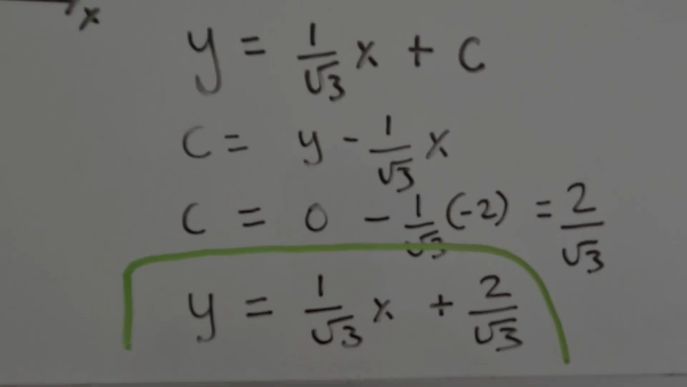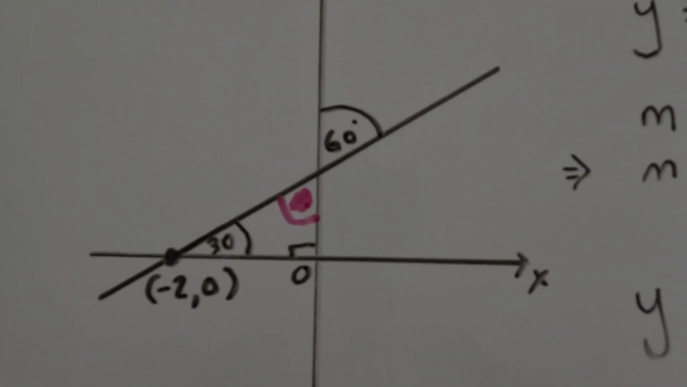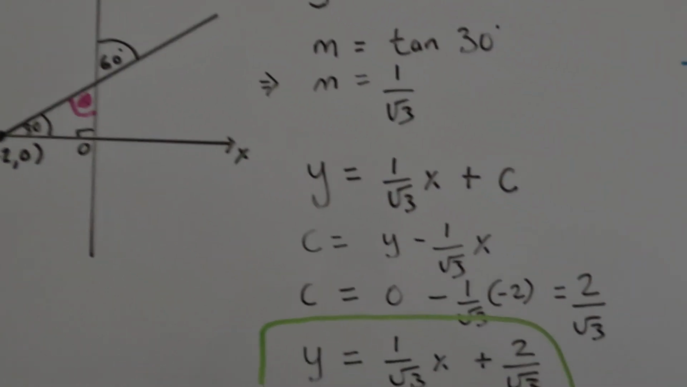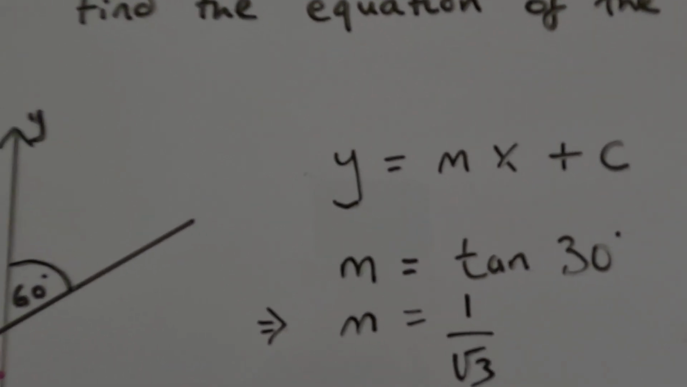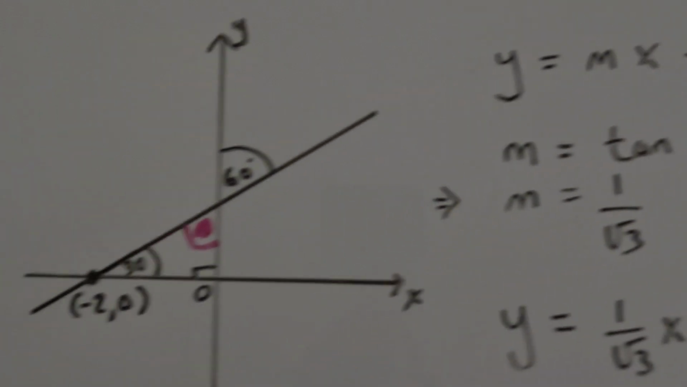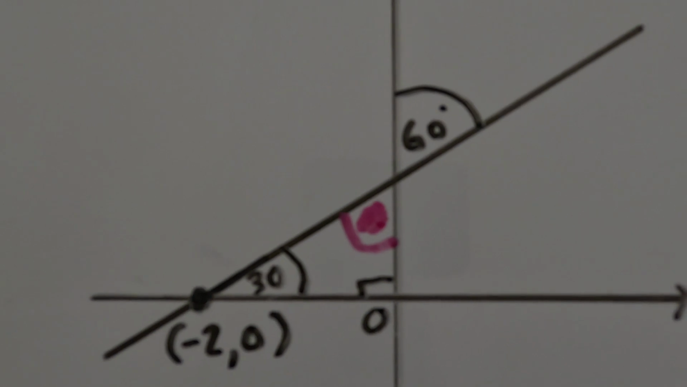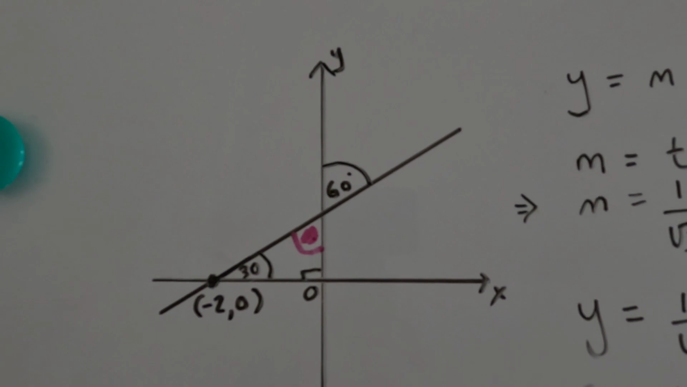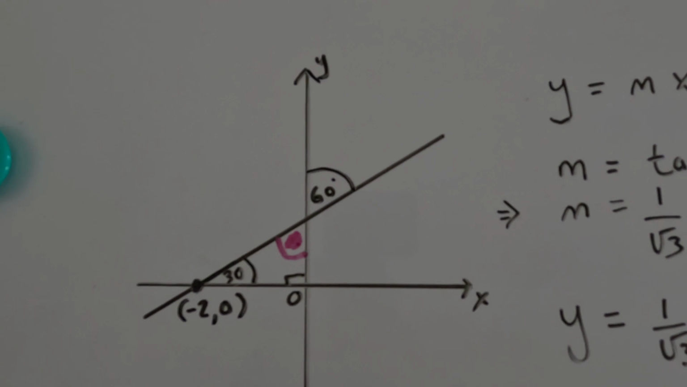Okay, so that's the equation of the line passing through the point minus 2, 0, and which makes an angle of 60 degrees with the vertical. Okay guys, so it's all about knowing that the gradient is equal to the tan of the angle it makes with the x-axis, and you find that out using your laws of angles, and you know that the sum of the angles of a triangle is 180 and that kind of stuff. So you can do all that very quickly. This is all basic stuff that you would have learned way back.